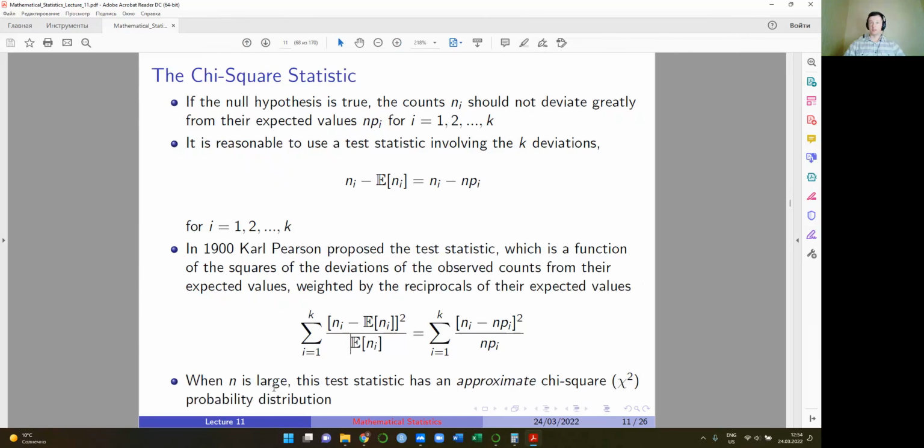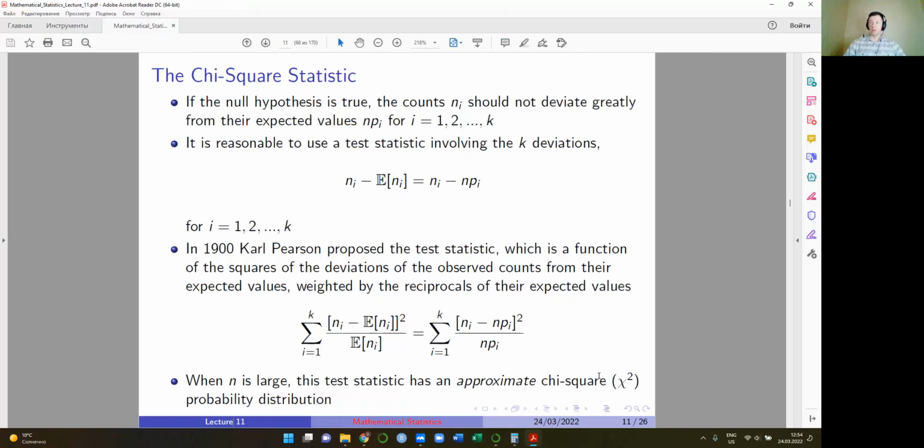When n is large, when the number of trials is large, this statistic has an approximate chi-square distribution. Again, it's approximate because it is built on the asymptotic theory. It is built on the idea that this statistic converges in distribution to the chi-square distribution.